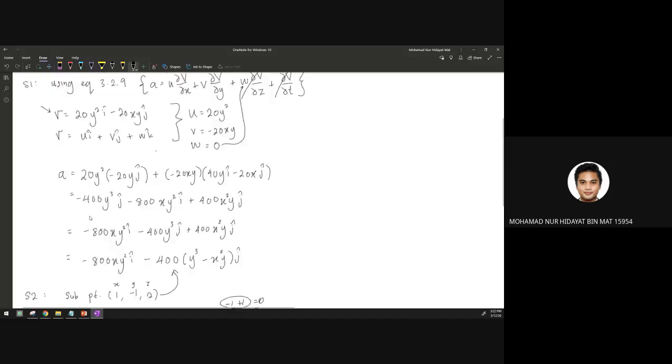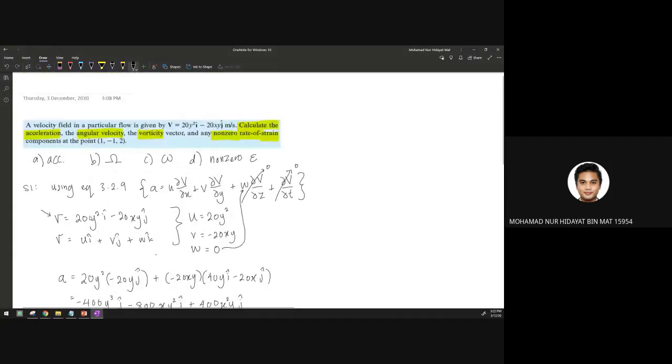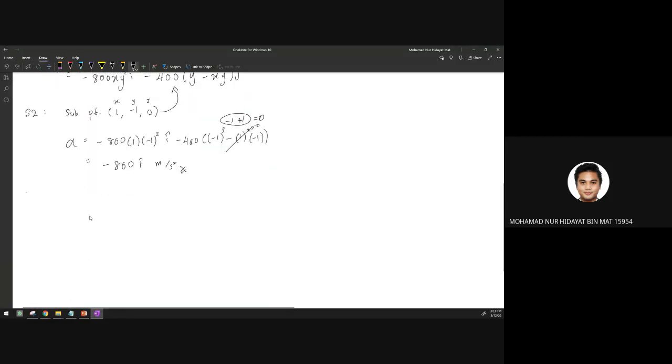Next, the question: find the omega. This omega is angular velocity. So you need to find the angular velocity. Let's say this is B. So next question, find the omega, angular velocity.